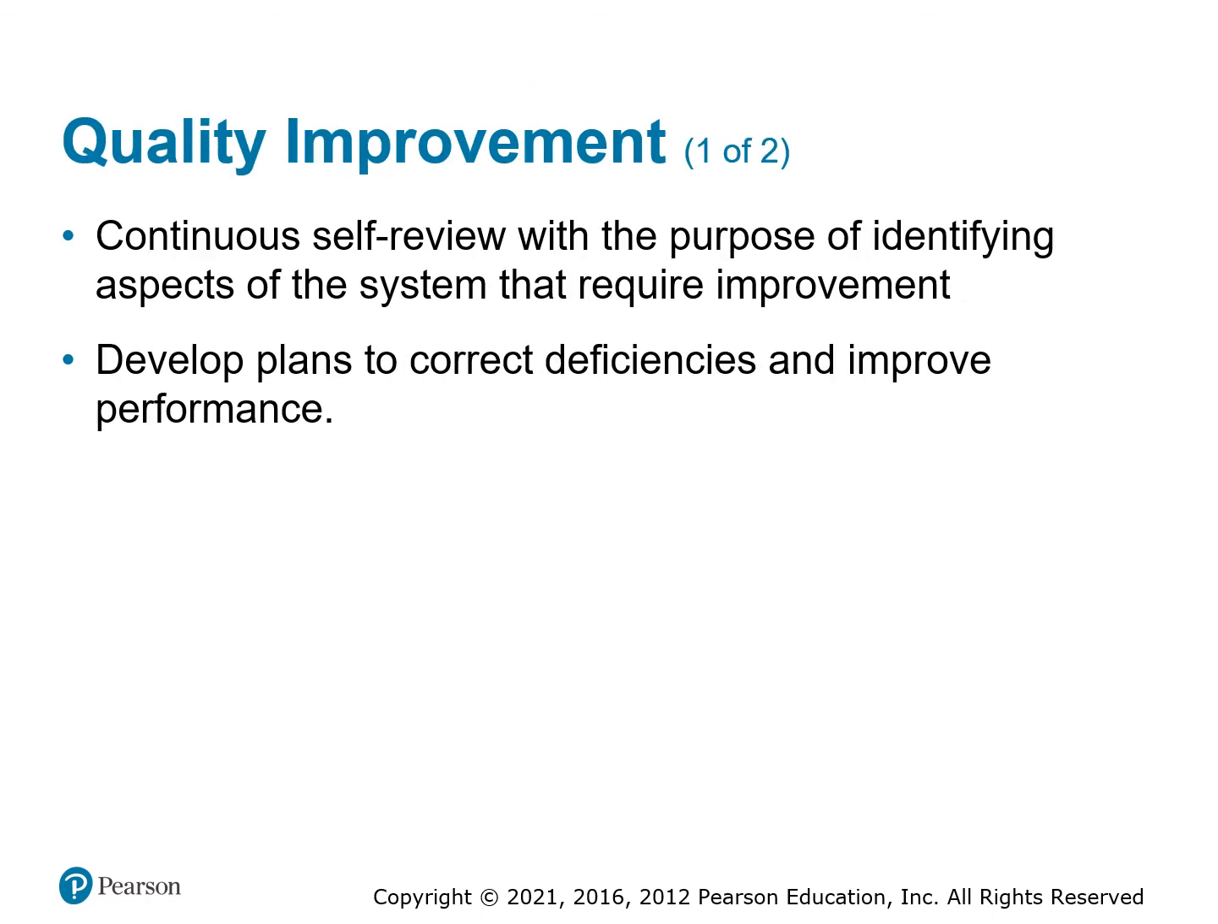So let's move on to quality improvement, quality assurance topics here. Basically, it's the continuous self-review with the purpose of identifying aspects of the system that require improvement. And then when you find those areas that require improvement, you develop a plan to correct deficiencies and improve performance.